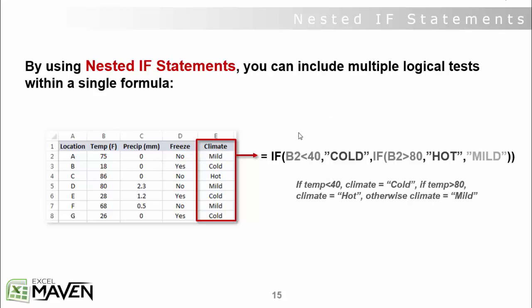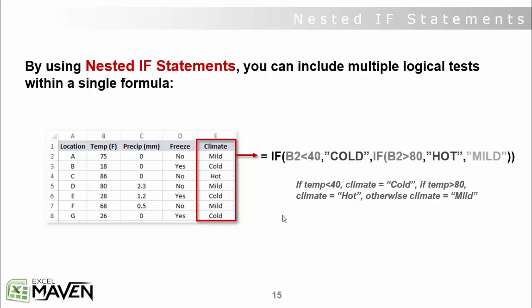So basically, the syntax should look familiar. You start with your logical test, B2 is less than 40. Your value if true. So in this case, if your temperature is less than 40, climate equals cold. Now here's the catch. When you get to the value if false piece, here's where you start your next if test. And basically what that does is it tells Excel, all right, logically work your way from left to right through this formula and continue until you either find a test that evaluates as true or you get to the end where your value if false value lives.